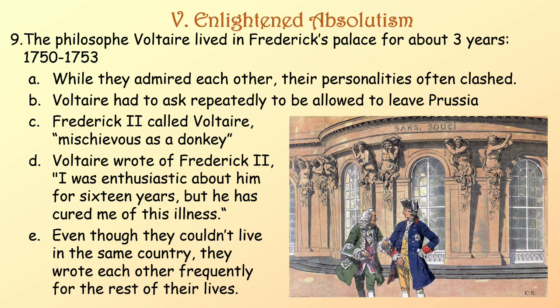The philosopher Voltaire lived in Frederick's palace for about 3 years, from 1750 to 1753. And while they admired each other, their personalities often clashed. Voltaire had to ask repeatedly to be allowed to leave Prussia. Frederick II called Voltaire mischievous as a donkey. And Voltaire wrote of Frederick II, "I was enthusiastic about him for 16 years, but he has cured me of this illness." Even though they couldn't live in the same country, they wrote each other frequently for the rest of their lives.